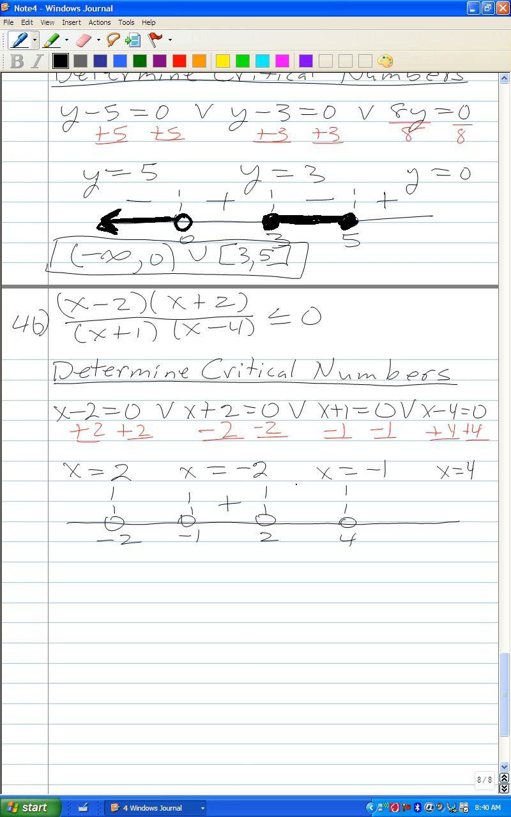The root at 2 has multiplicity of 1, and so it's odd multiplicity, so it alternates in sign. The root at 4 has a multiplicity of 1, odd multiplicity, alternates in sign. The root at negative 1 has a multiplicity of 1, odd, so alternates in sign. The root at negative 2 has odd multiplicity, so it alternates in sign. We want this to be, again, less than 0. And so let's fill in anything below the minus.